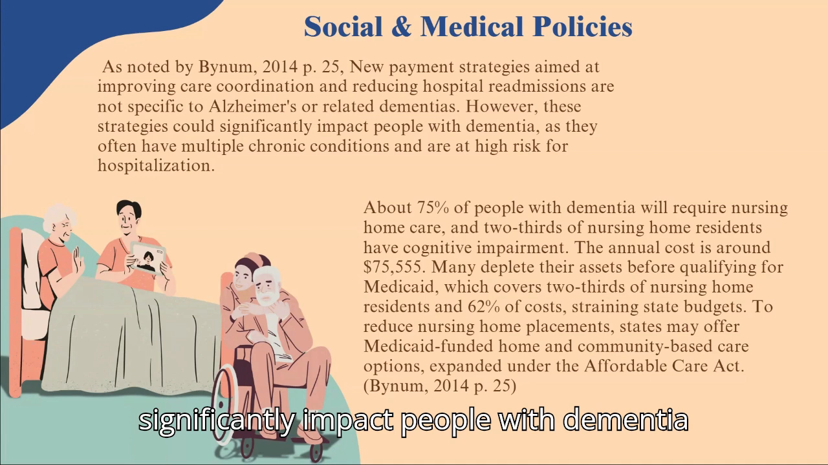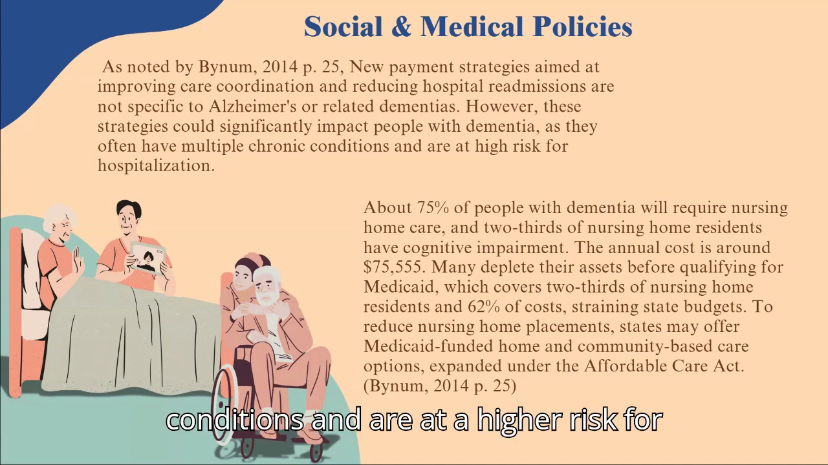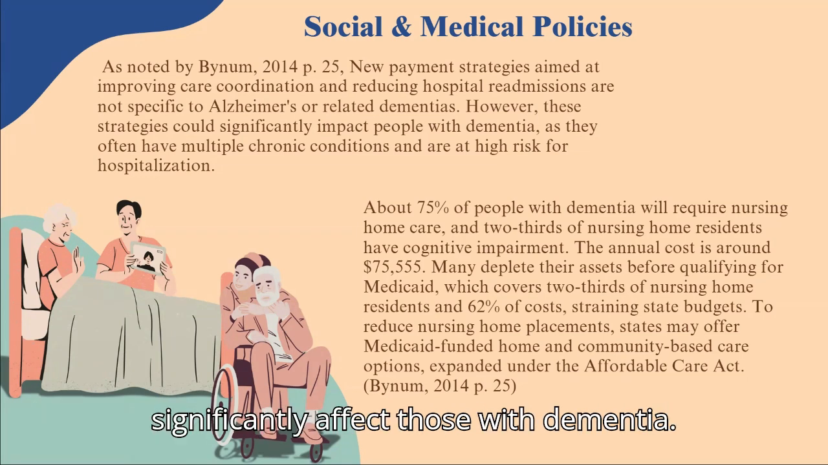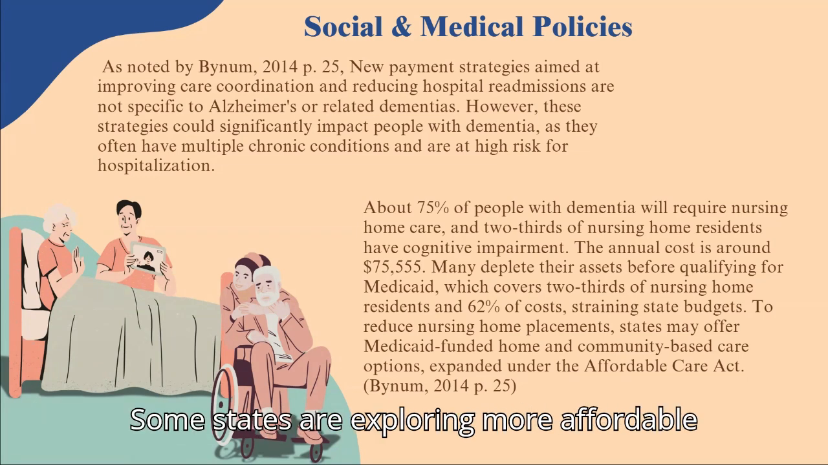However, these strategies can significantly impact people with dementia as they often have multiple chronic conditions and are at a higher risk for hospitalization. And policies that integrate Medicaid and Medicare along with improving nursing home care will significantly affect those with dementia, who make up a large portion of residents. Some states are exploring more affordable options.